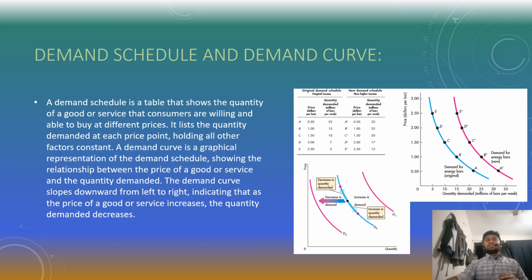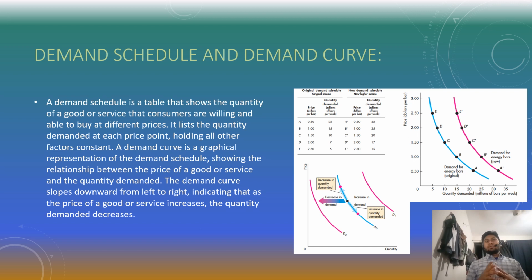And I say demand schedule and demand curve. A demand schedule is a table that shows the quantity of goods or services consumers are willing and able to buy at different prices, listing the quantity demanded for each price. Holding all other factors constant, the demand curve is a graphical representation of the schedule showing the relationship between price and quantity of goods. The demand curve slopes from left to right, indicating that as the price of goods and services rises, the quantity demanded decreases.